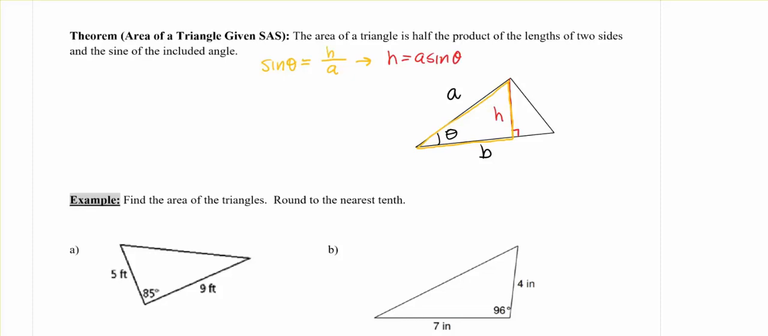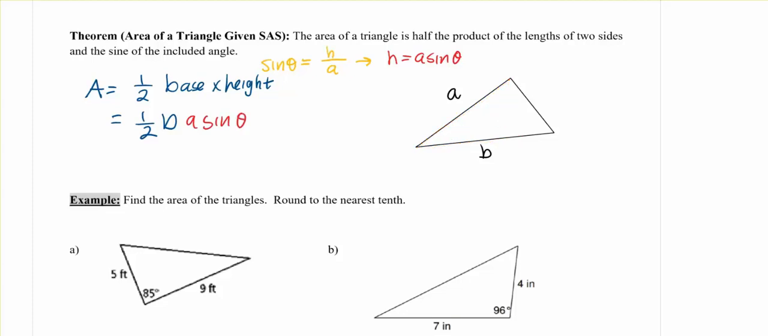Now let's use the area for a triangle, which is 1/2 the base times the height, and we'll plug in what we know based on our picture. So it's 1/2, the base is b, and then the height is a sine theta.